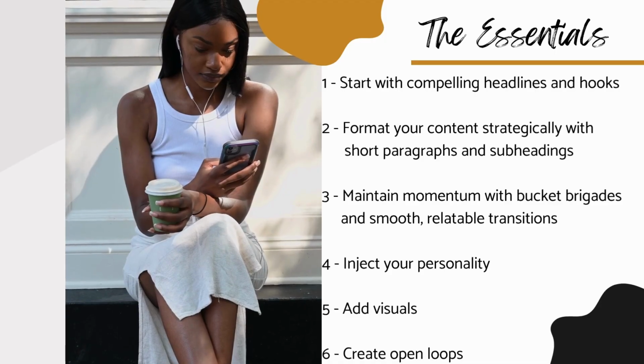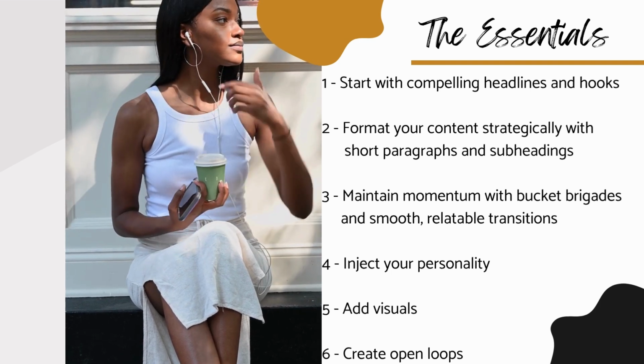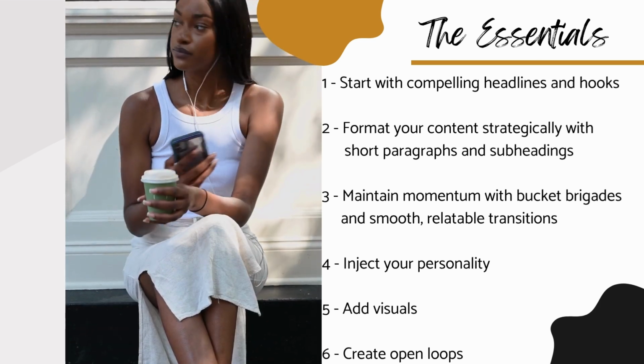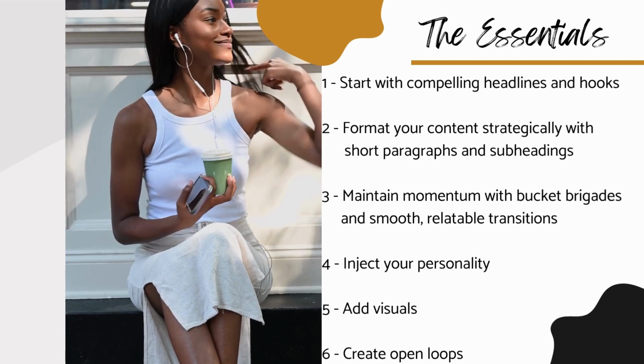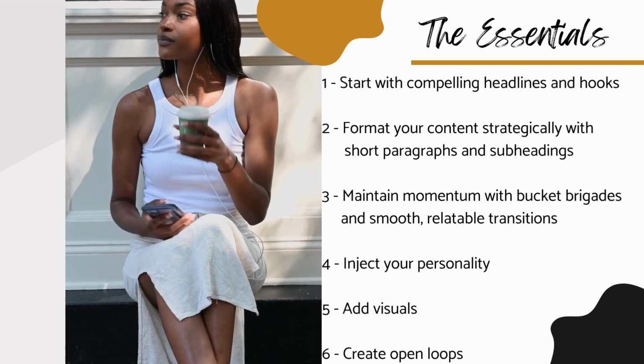And that, my friends, are the essential elements of creating long-form content that people actually want to read. So here's the recap. 1. Start with compelling headlines and hooks. 2. Format your content strategically with short paragraphs and subheadings. 3. Maintain momentum with bucket brigades and smooth, relatable transitions. 4. Inject your personality. 5. Add visuals. And 6. Use open loops to keep readers curious. If you implement even 2 or 3 of these techniques, I promise you'll see a dramatic difference in both your rankings and your engagement metrics.